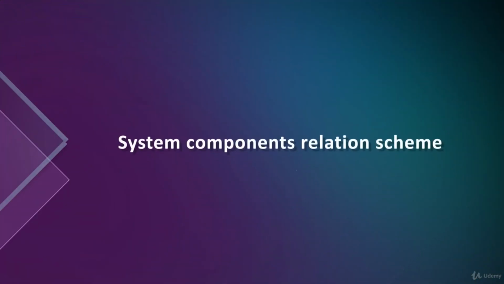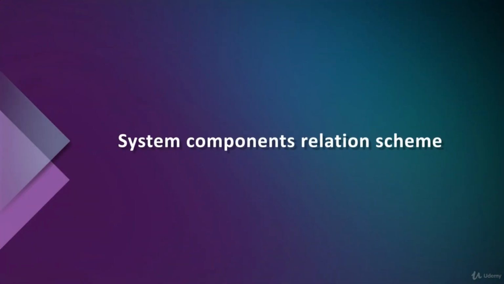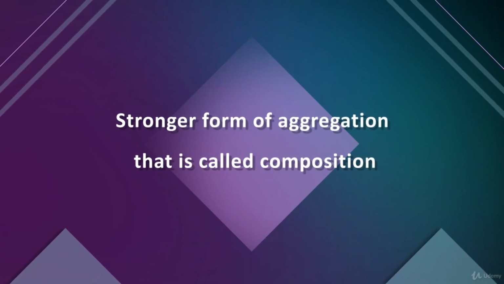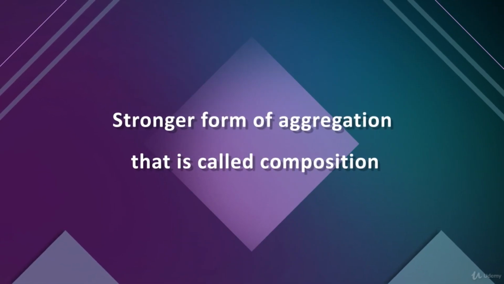Now let's talk about System Components Relation Scheme. In UML, there is a stronger form of aggregation that is called composition. The notation is similar, using a filled-in diamond instead of an open one. In composition, component instances cannot exist on their own without a parent. They are created with or after the parent, and they are deleted if the parent is deleted.